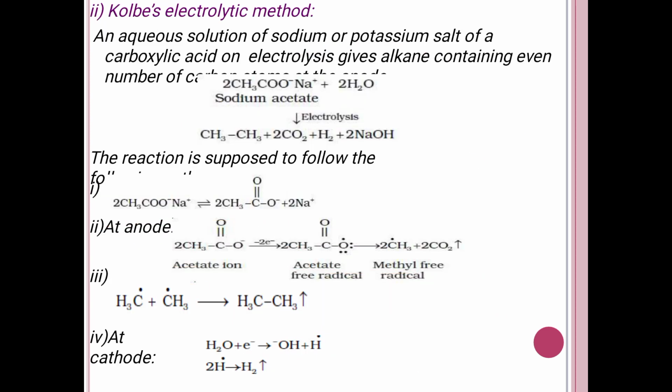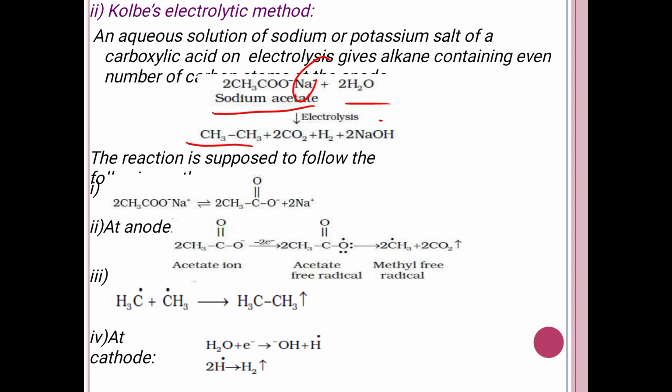Next method is Kolbe's electrolytic method. Here an aqueous solution of sodium or potassium salt of a carboxylic acid on electrolysis gives alkane containing an even number of carbons. For example, sodium acetate, that is sodium salt of carboxylic acid. We are conducting electrolysis, that is we are passing electricity through this. So you get alkanes.